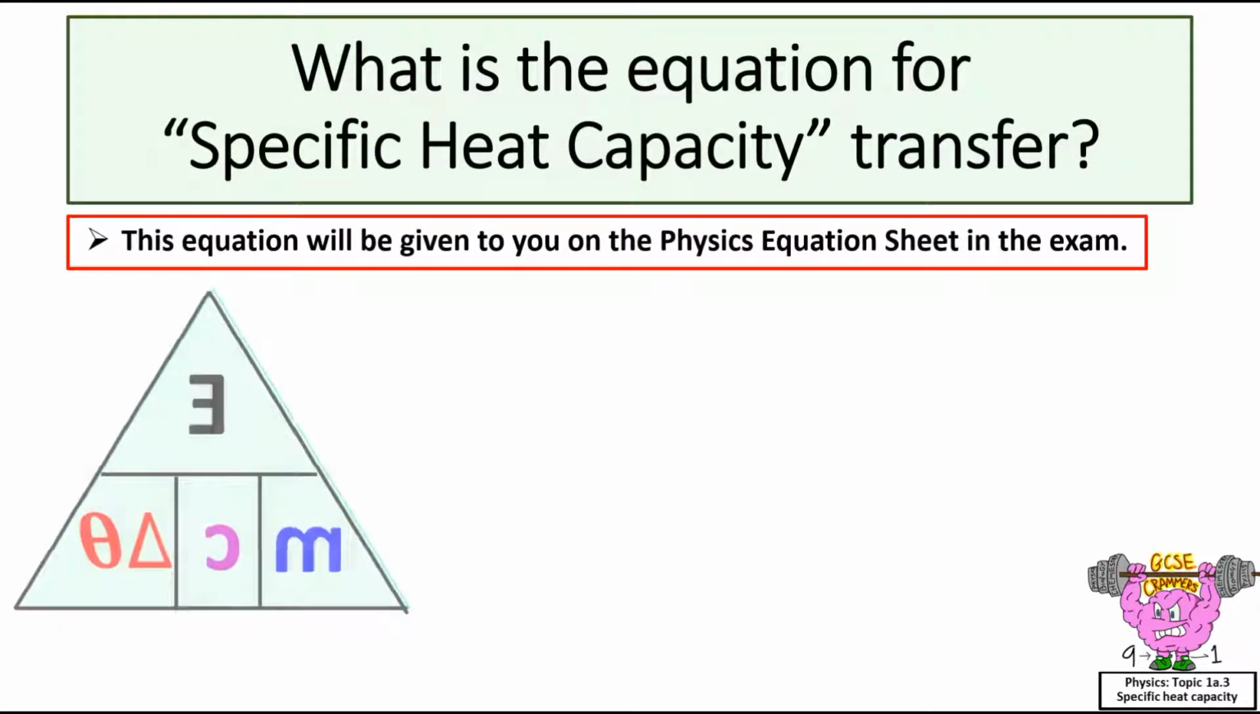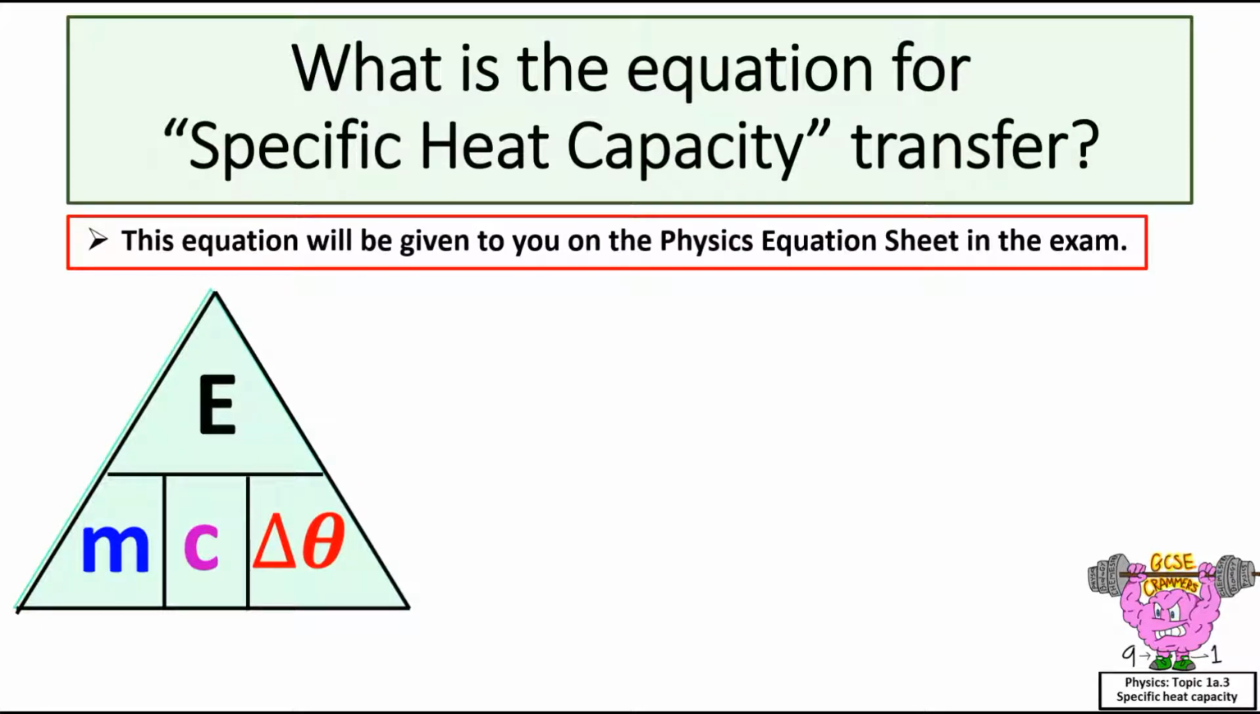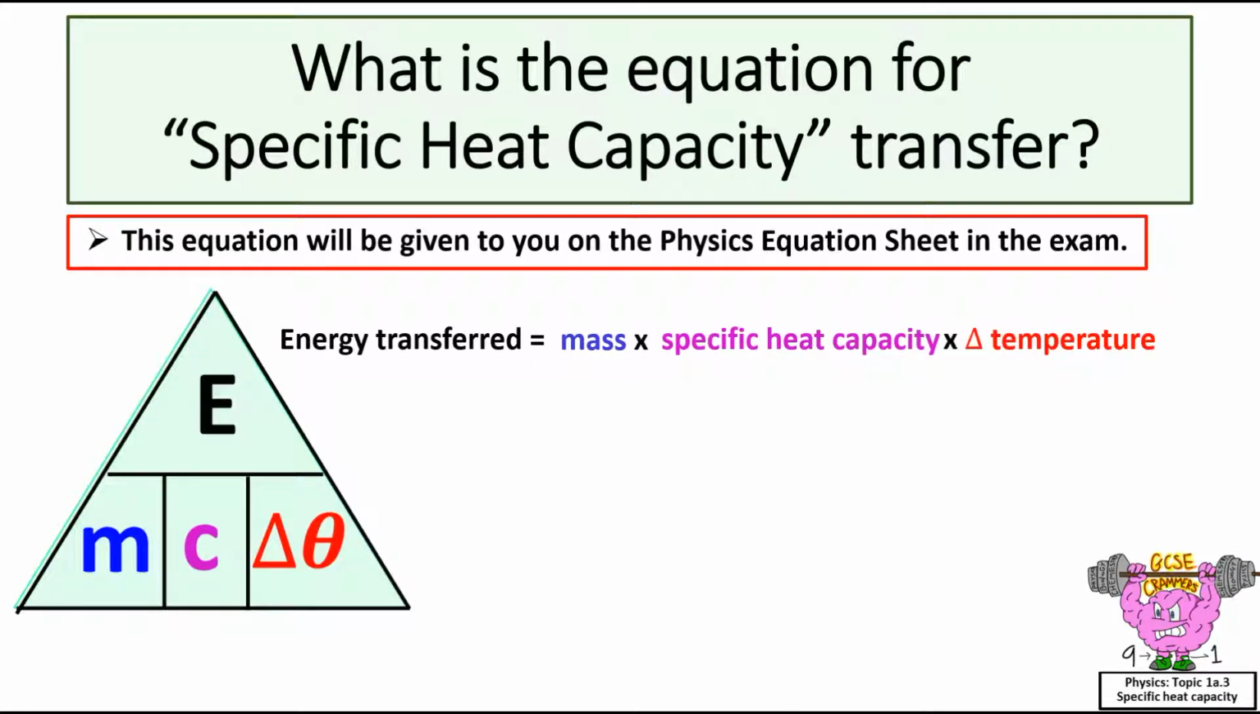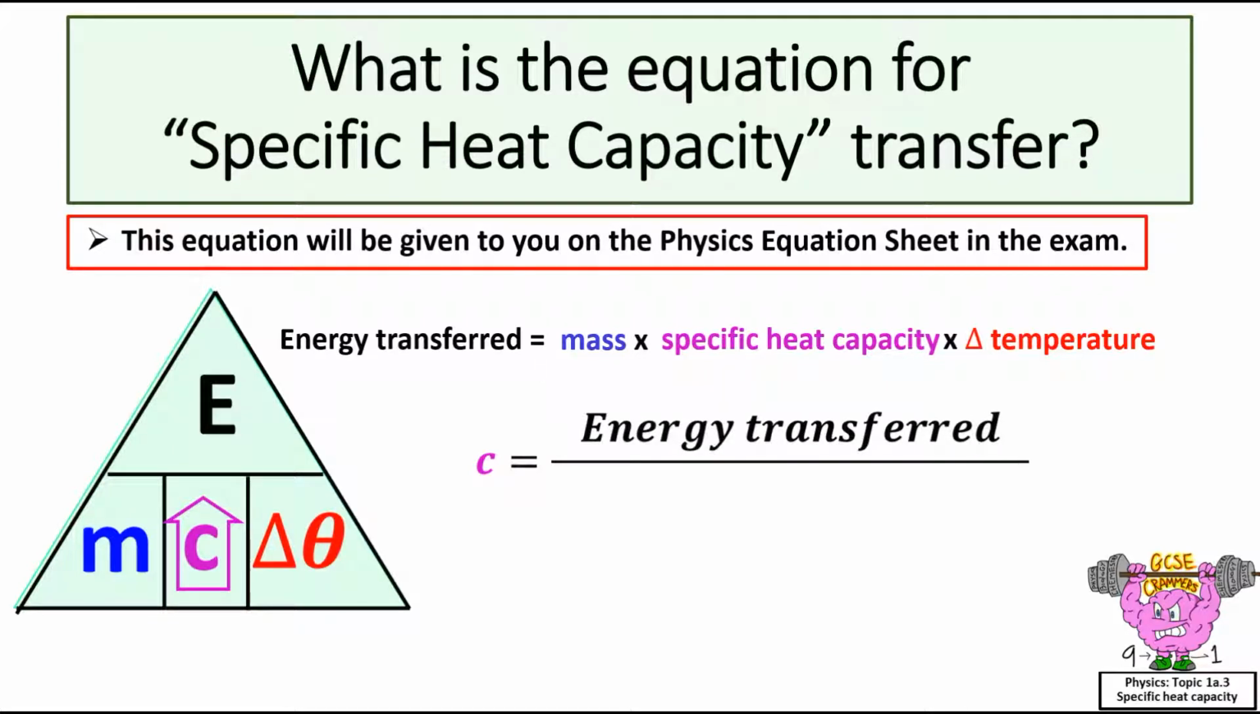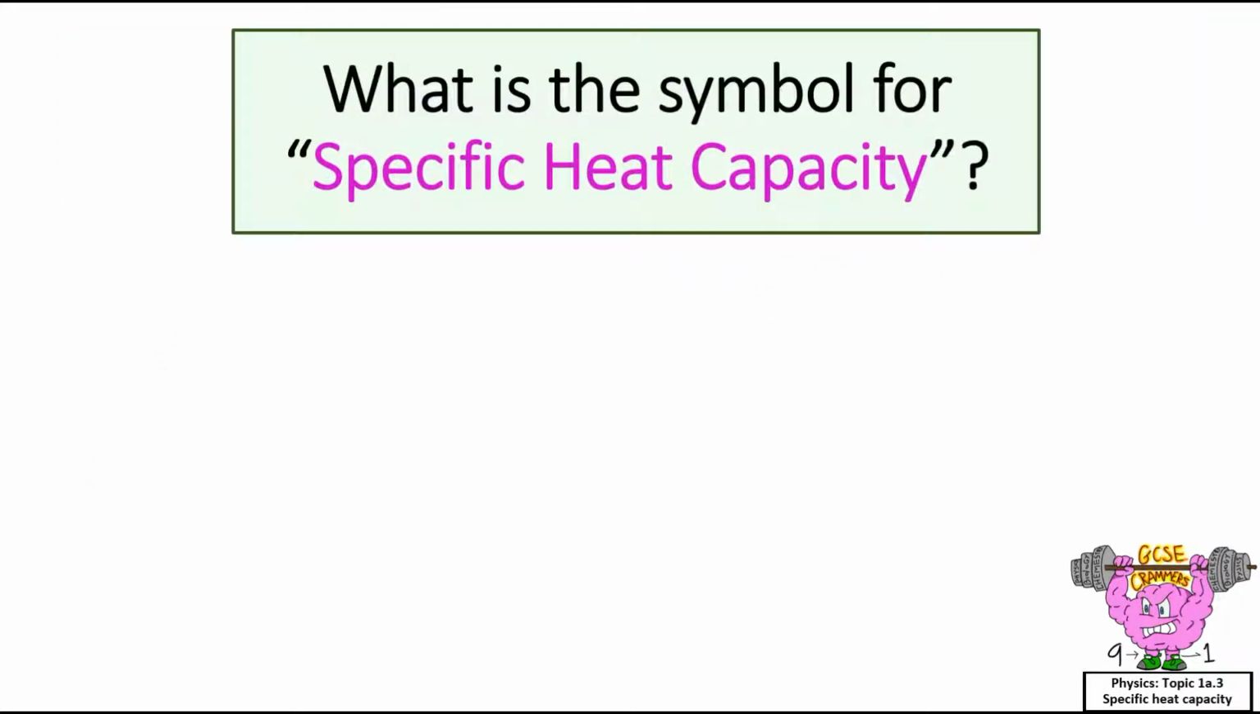What is the equation for specific heat capacity transfer? This equation will be given to you on the physics equation sheet in the exam. Energy transferred equals mass times the specific heat capacity multiplied by the change in temperature. Then rearrange the equation to find the specific heat capacity, which is energy transferred divided by mass multiplied by the change in temperature.